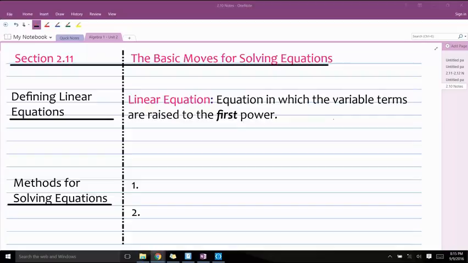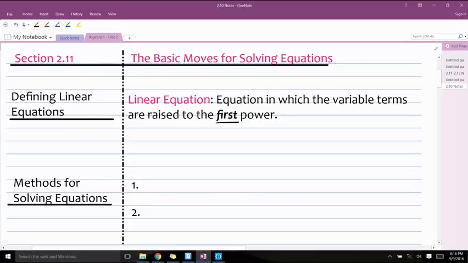First lesson this unit is going to be 2.1.1, the basic moves for solving equations. Well, if we're going to talk about linear equations, we should know what they are. Linear equation, as you can see, and yes, you should be writing this down. Feel free to pause the video at any time if you need a little bit more time to write. A linear equation is an equation in which the variable terms are raised to the first power. And that is our key word here.